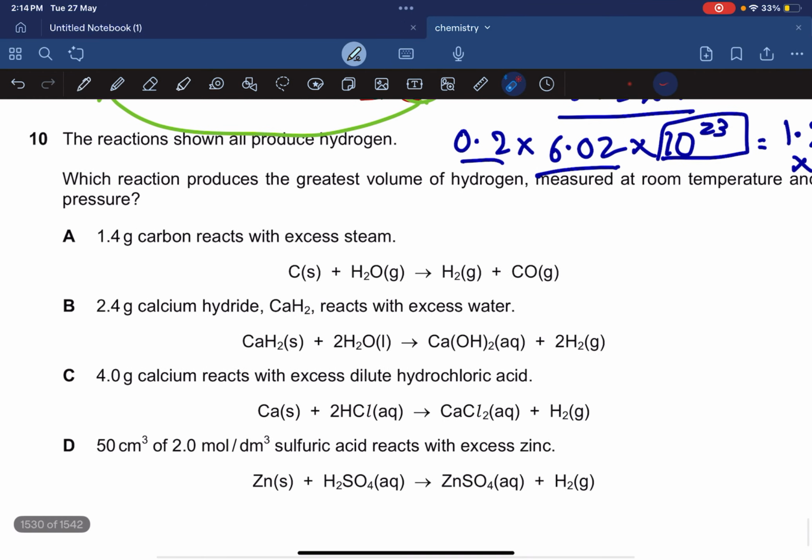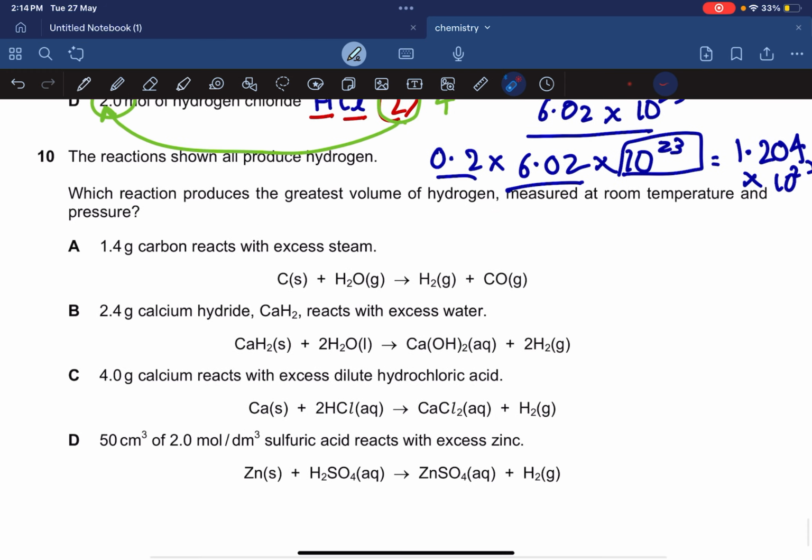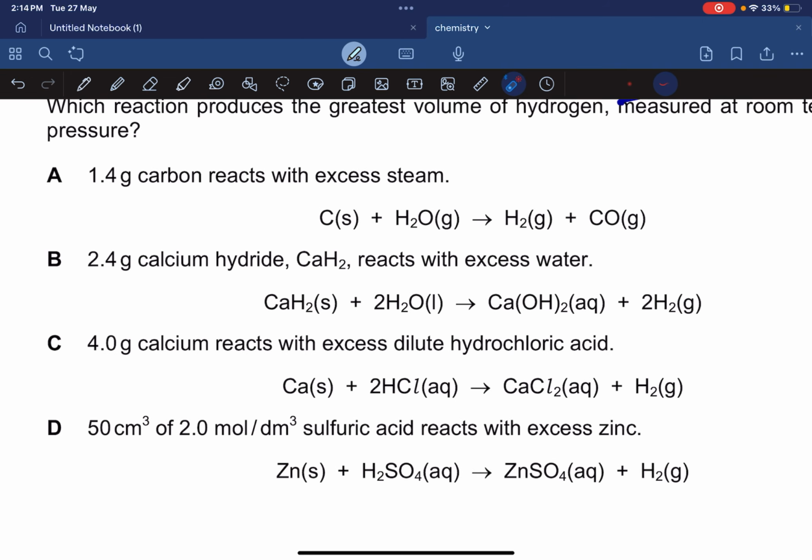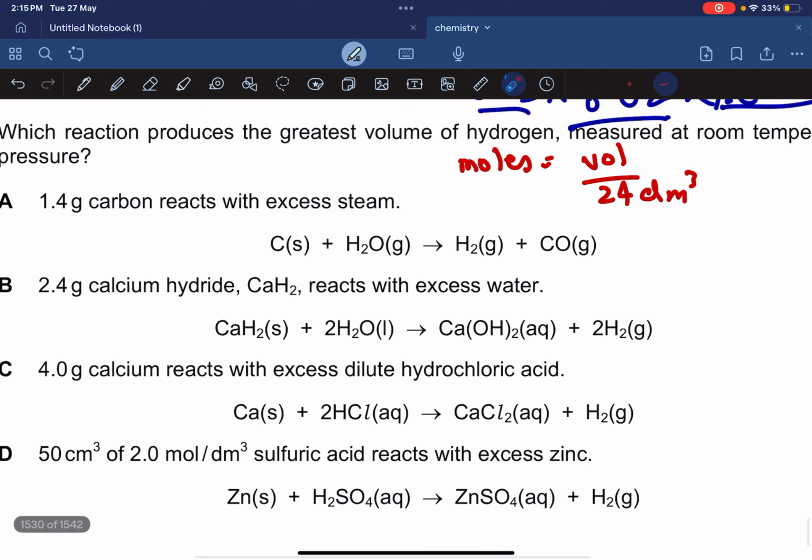Moving on to question number 10, which says the reactions shown all produce hydrogen. Okay, all reactions are giving us hydrogen in some way or the other. Which reaction produces the greatest volume of hydrogen measured at RTP? We have to figure out which reaction will give us the greatest volume of hydrogen. Now we know that hydrogen is a gas, and for gases we have a formula: moles equal to volume upon 24. That's the formula to get moles or the volume of hydrogen, and we have to figure out the greatest volume of hydrogen.